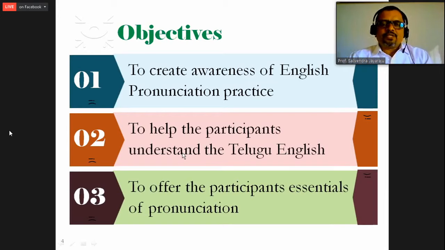So the second objective goes this way. The objectives are to create awareness of English pronunciation practice, to help the participants understand Telugu English, and lastly, to offer the participants the essentials of English pronunciation. So these are the three objectives behind this presentation today. Let me see. I hope I will achieve all the objectives today.